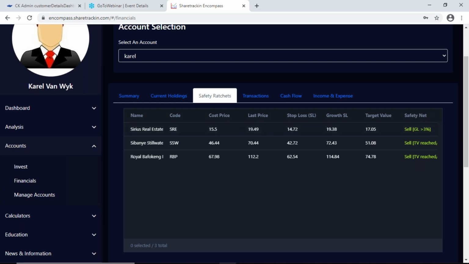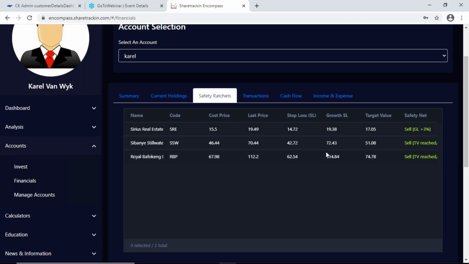So we have a safety net that works on your stop loss, your growth stop loss, and your target value. Based on these three, it would then give you an indication if you are not sure what to do with the share. If they have been set up, automatically your safety net will tell you, okay, like in my case, sell Cirrus Real Estate because I've reached my growth stop loss of 3%, meaning this share already dropped by 3%.